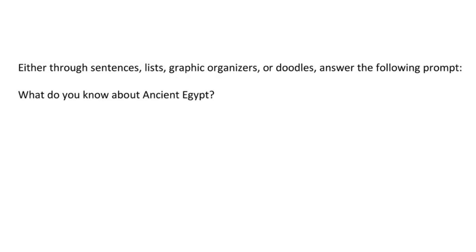Another example of a pre-assessment is a free writing assessment. Basically, you throw out a main concept or a main learning objective that you want students to learn, or to show that they know about, and you simply ask them the entire thing. For example, what you see here encourages students to use sentences, lists, graphic organizers, or doodles to answer a prompt about ancient Egypt.